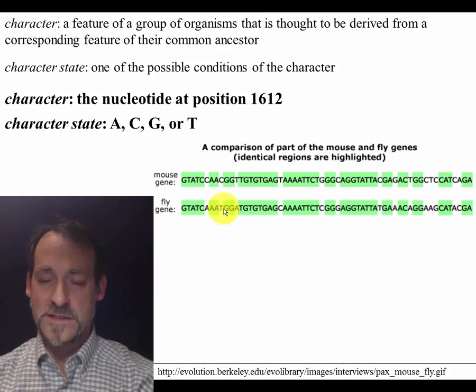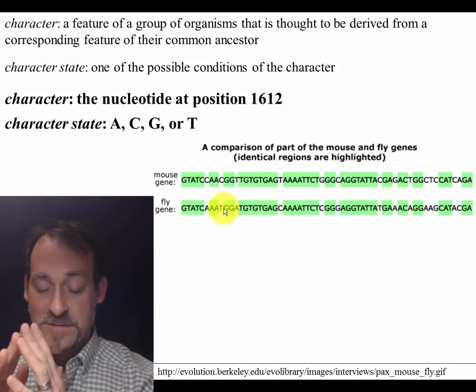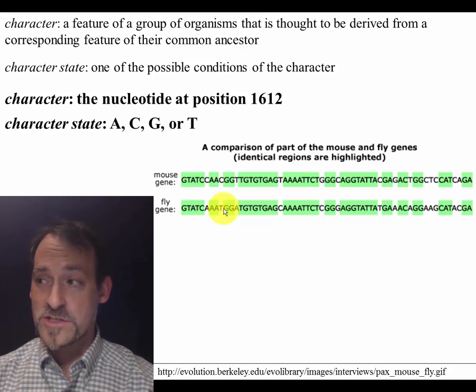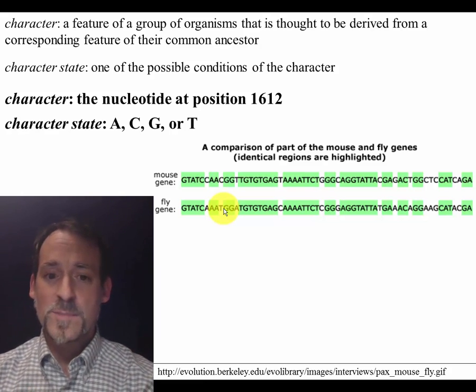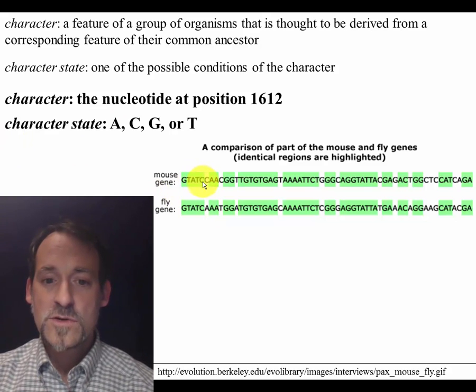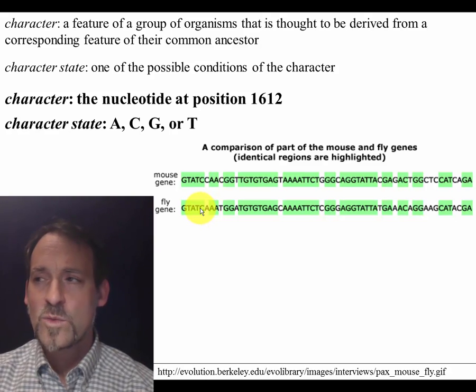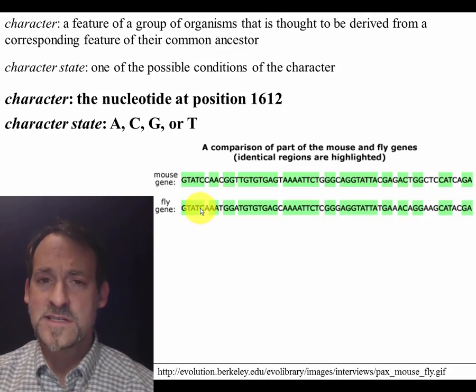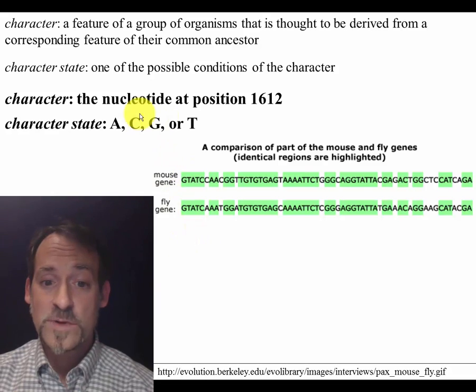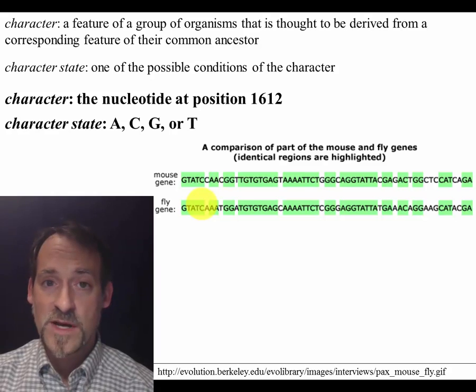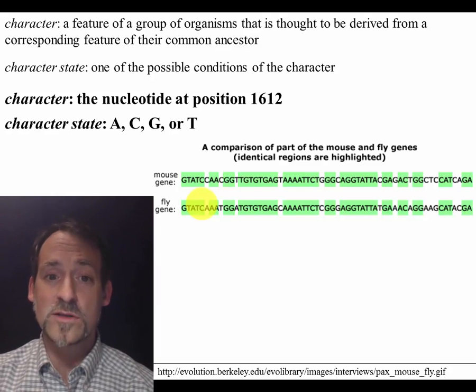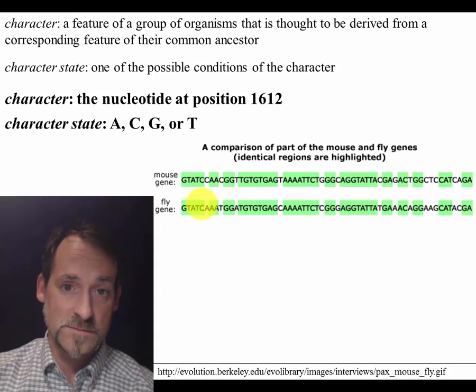And presumably, obviously I'm not going to go into great detail about how this works. There's a lot of complexity in this, but presumably this nucleotide here in the mouse and this nucleotide here in the fly were at some incredibly distant time in the past copied from the very same piece of DNA. So these nucleotides really are, in the most literal way, derived from a corresponding feature in a long, long ago common ancestor.